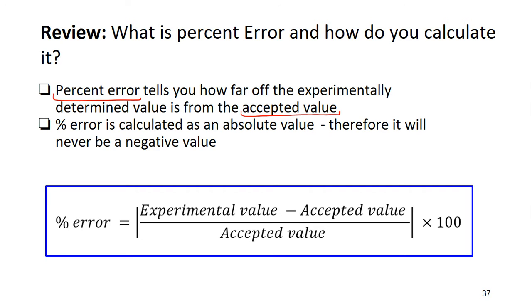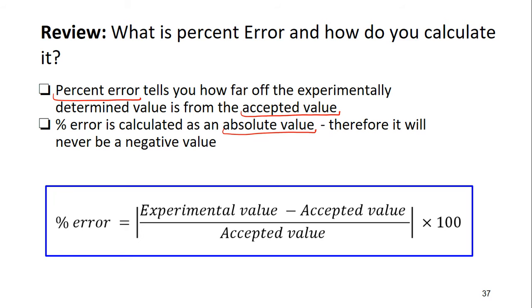value that has been confirmed many times, and that is the accepted value for something like a formula, or a number of moles or whatever. So your percent error tells you how far away you are with your experiment from the accepted value. Okay, so percent error is calculated as an absolute value, so it doesn't really matter if your answer turns out to be a negative value. It can't be, because it's just absolute value. It's just saying, this is how far away you are from the accepted value.